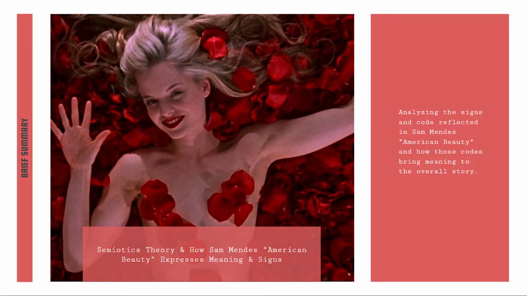So going into this paper, I already kind of knew I wanted to highlight the key factors that play a big role in the story of a film. And as I went into actually forming my thesis, the one film theory that I found that reflected my ideas at the time was semiotic theory, which is the study of how codes and conventions are created in film. So for this paper, I'm basically going to be analyzing signs and codes reflected in Sam Mendes's American Beauty and how those codes bring meaning to the overall story.